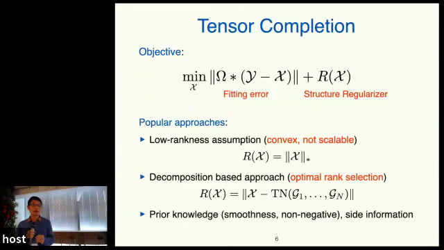Another approach is to assume that data can be decomposed according to a specific tensor decomposition. Here we formulate it as a tensor network, because it's a generalization of tensor decomposition. And the last one is, according to your particular application, you can incorporate more assumptions like smoothness or side information or non-negativity.